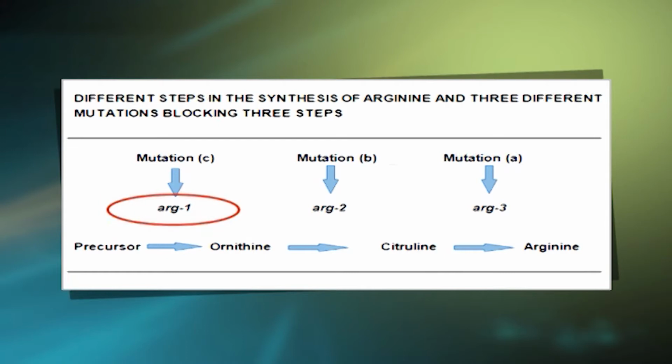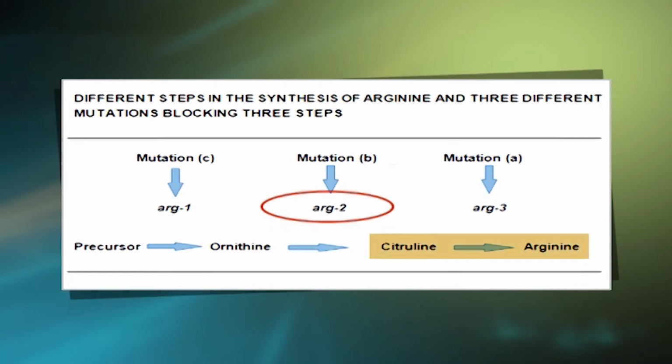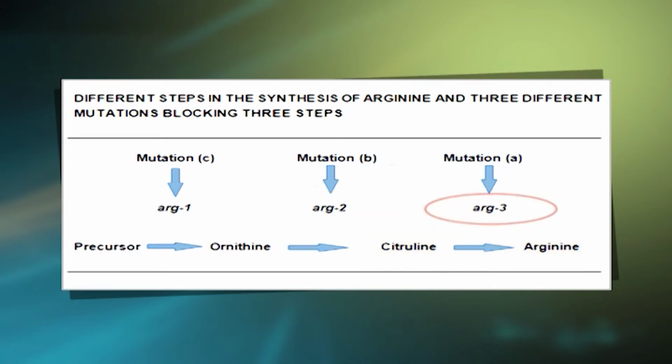The arginine 1 mutants grew when supplied with ornithine, citrulline or arginine in addition to the minimal medium. The arginine 2 mutants grew on either arginine or citrulline but not on ornithine. The arginine 3 mutants grew only when arginine was supplied.